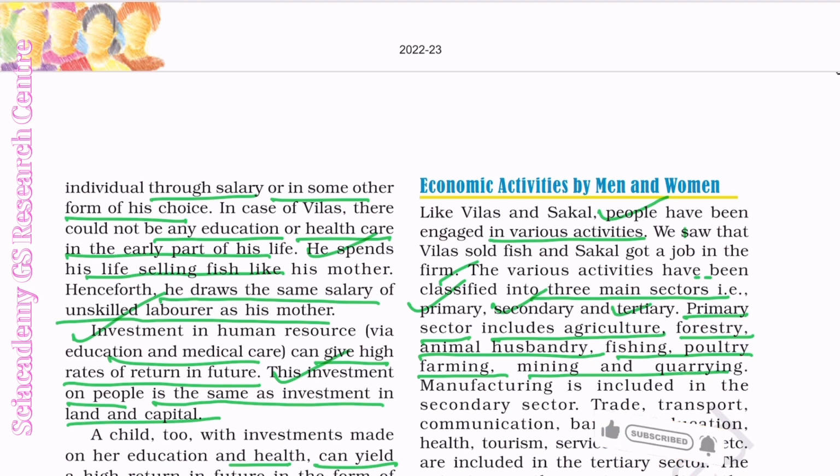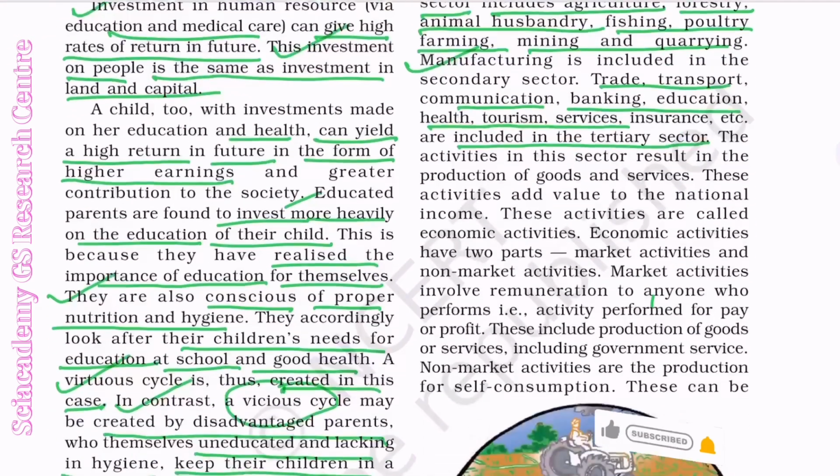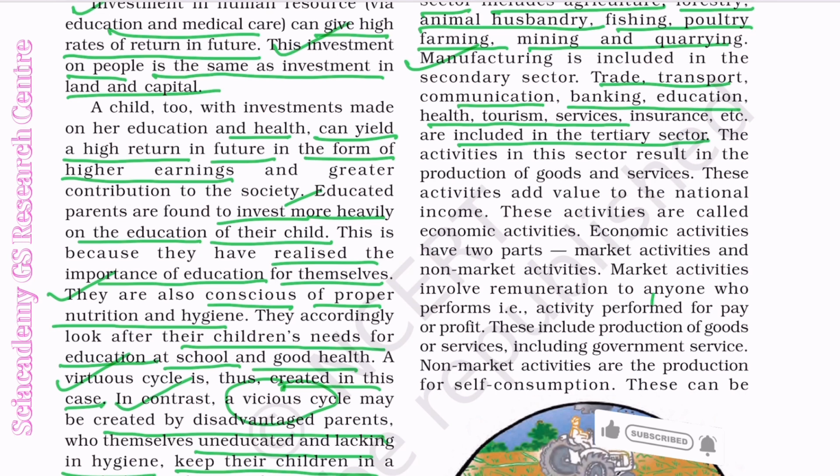Manufacturing is included in the secondary sector. Trade, transport, communication, banking, education, health, tourism, services, insurance, etc. are included in the tertiary sector of the economy. The activities in these sectors result in the production of goods and services. These activities add value to the national income. These activities are called economic activities.